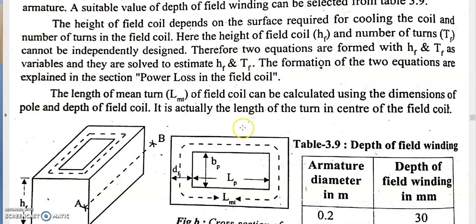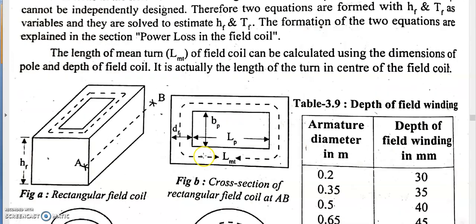Okay. So these three are the dimensions of the field coil: length of mean turn of the field winding, height of the field winding, and total number of turns in the field winding, and then the area of cross section of the field conductors. So these are all the parameters we are going to calculate. The length of mean turn of the field winding is calculated with the known parameters BP and LP, that is the breadth of field pole and the length of field pole. So these two are known to us.